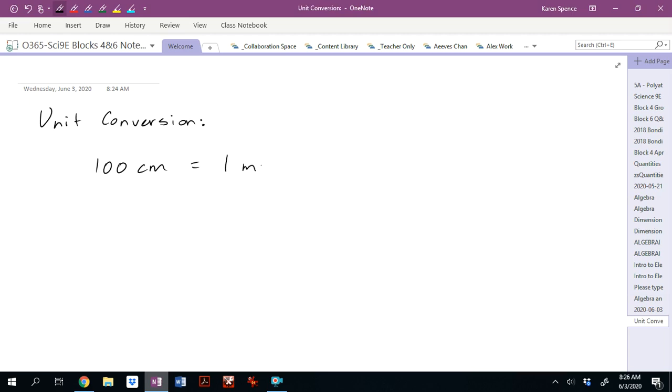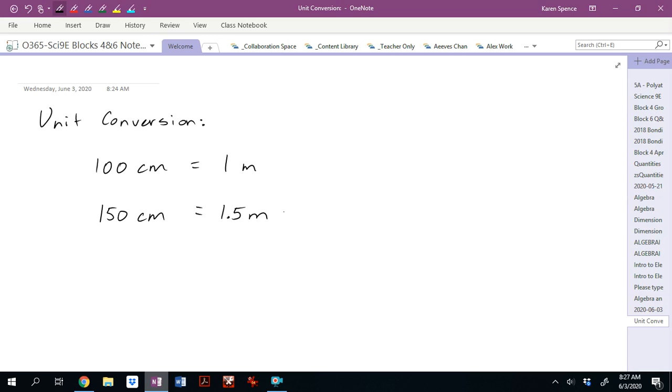If you don't, go and look at a ruler stick the next time you're in school, which might be September, but go and look at a meter stick. There are 100 centimeters in that 1 meter. Now, what if I said to you, you have 150 centimeters? Would you be able to tell me how many meters we have? Hopefully that would also be easy. It would be 1.5 meters.